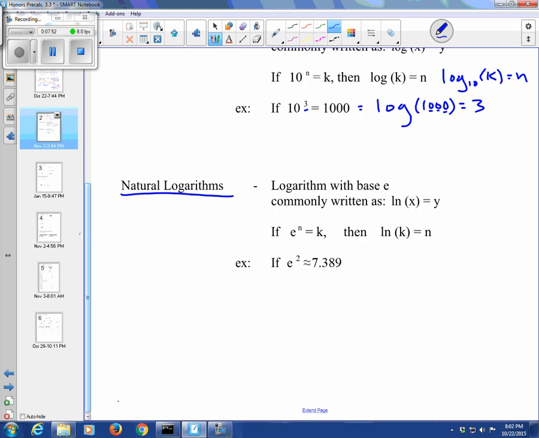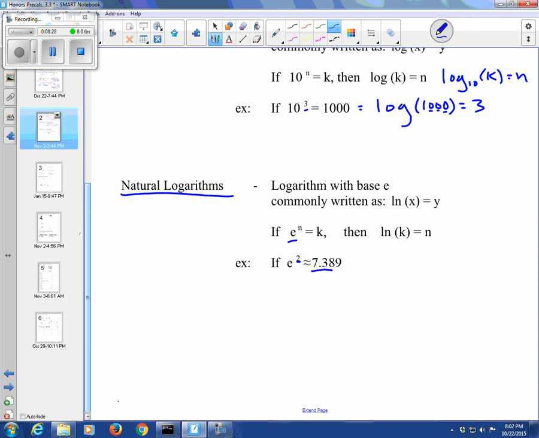Okay, the natural log is the logarithm base e. So if we've got e to the n equals k, we say that the natural log of k equals n. In general, since e itself is an irrational number, a lot of times when we raise e to integer powers, we're going to get irrational numbers. Really, we could say anytime we raise e to a rational power, we're going to get an approximation. We're going to have to round it off because our answer is going to be an irrational number.